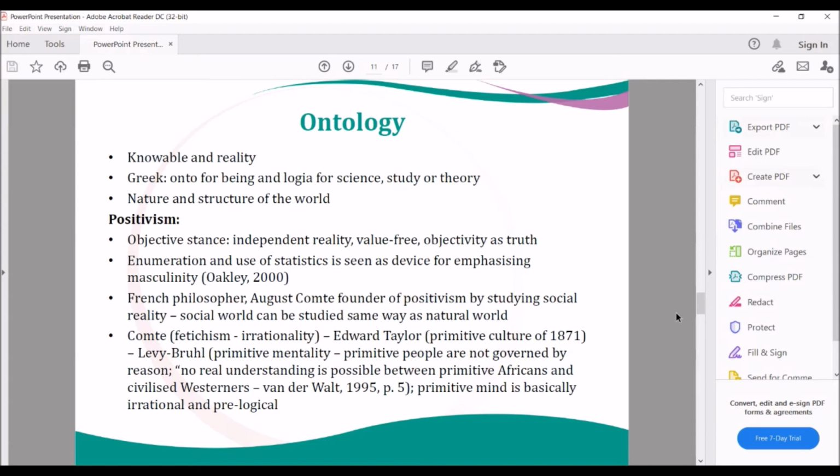Positivism keeps an objective stance, which is about independent reality, which is value-free, and it sees objectivity as truth towards knowledge generation. And it involves enumeration and use of statistics, which is seen as a device for emphasizing masculinity. As it was started, the history thereof was started mainly by white male professors.